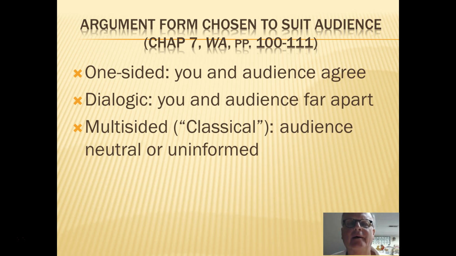the one written by Ellen Goodman, Womb for Rent, is a dialogic argument. A classical argument, the classic 7-part argument, we'll be talking about here a little bit later in the next video, but it's one that's perhaps the most common, and this is one that you'll be using, or you should expect to see, where the audience and the writer see each other as neutral or they're uninformed.